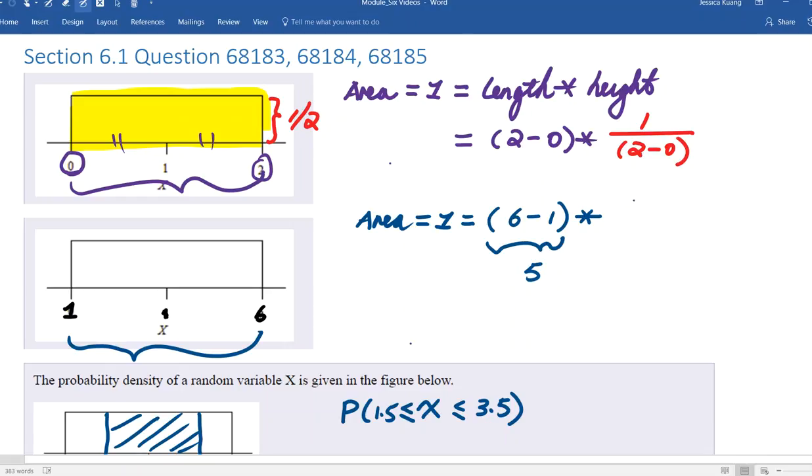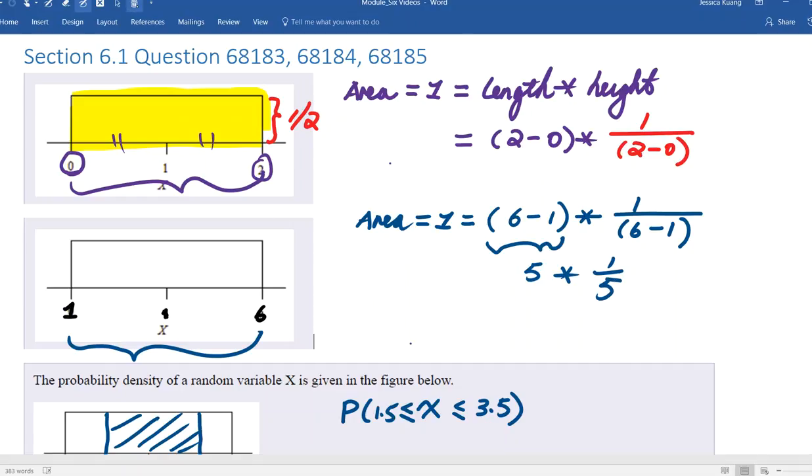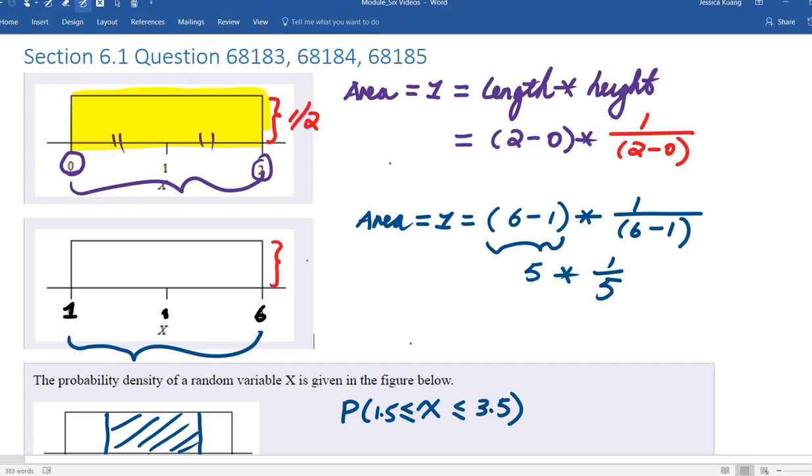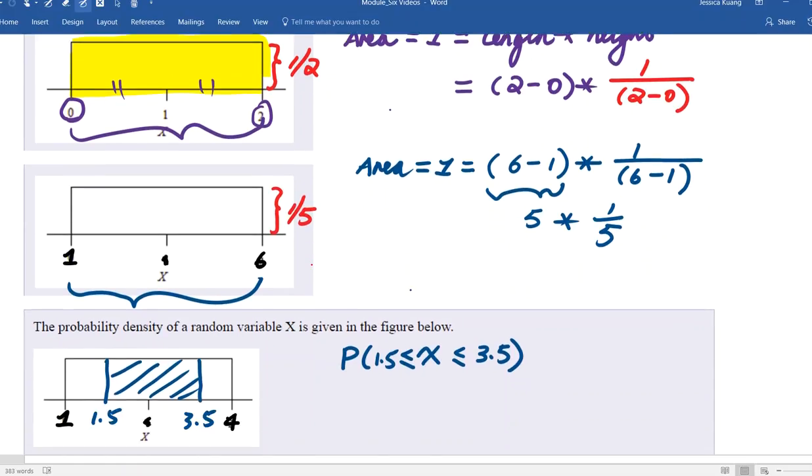All you have to do, once again, is take the reciprocal. So that will be, well, let me spell it out: 6 minus 1. So 5 times 1 over 5 equals 1. So in this case, the height of the rectangle is 1 over 5. Okay, so now we know this.